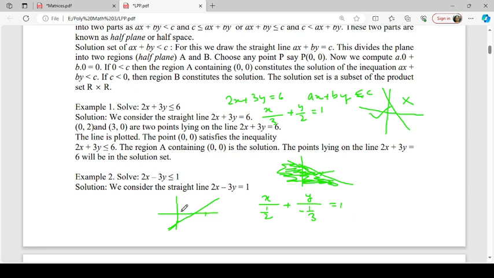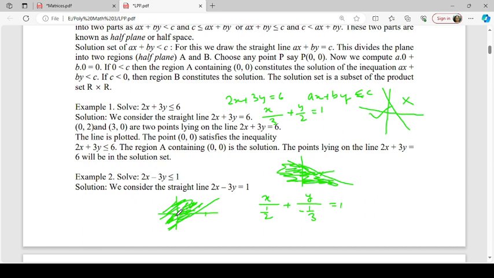So this side, every point here is the solution of this, because 0 0 is here. Every point lying to the left, on the side where 0 0 is lying, is the solution. So the region containing 0 0 is the solution. This is the half plane which contains 0 0.